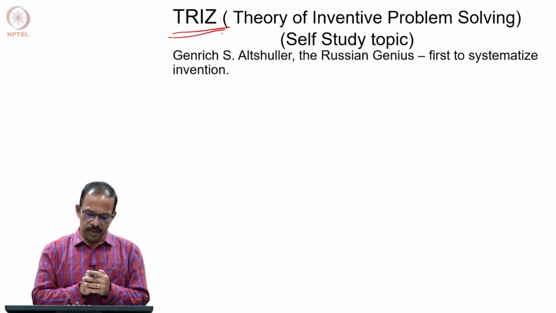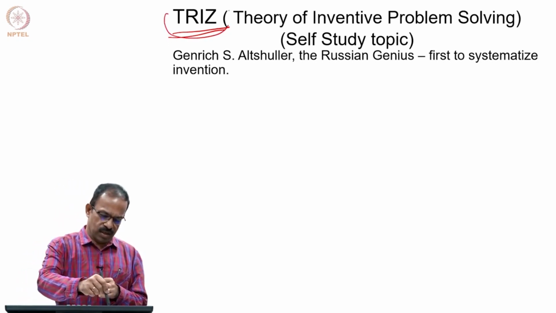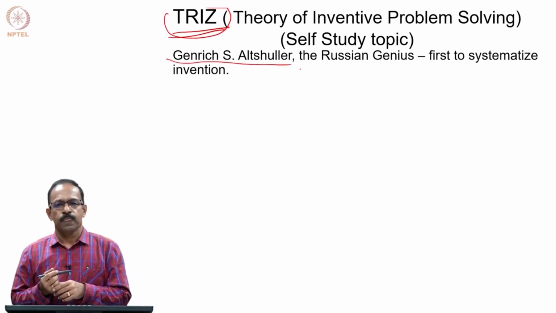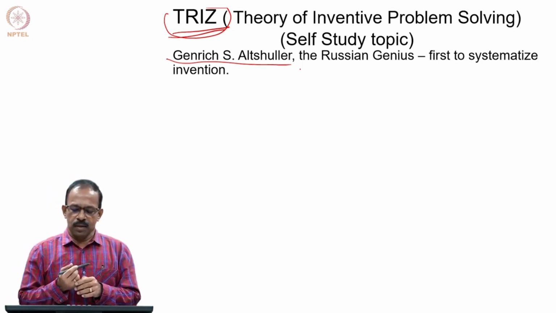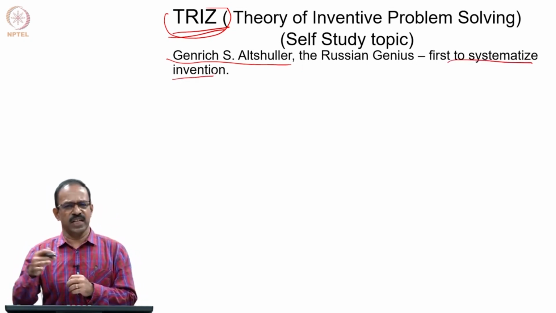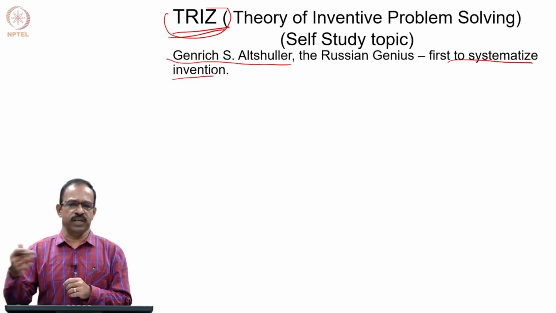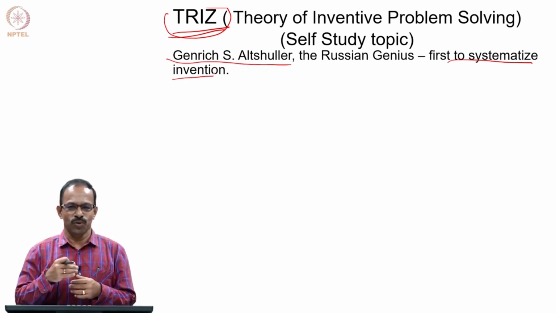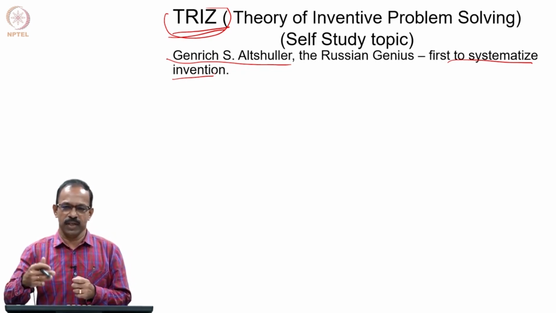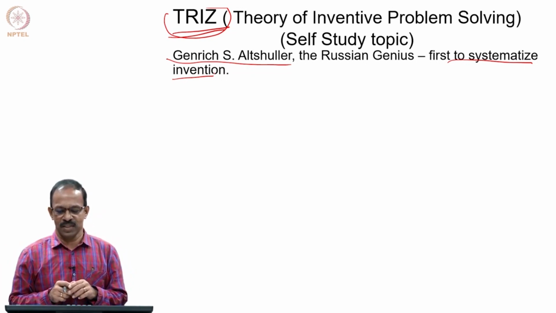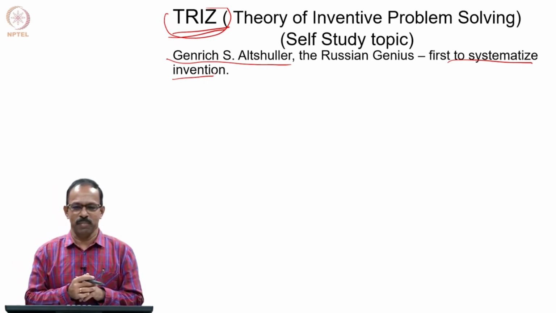This was proposed by a Russian genius. His name is Heinrich Altshuller. He was the one who systematized invention. He said invention can be done in a systematic way. So, that was his proposal. If you want to invent something, there is a way to do this. You take those steps, then you will be able to make inventions. So, that is the proposal he made.